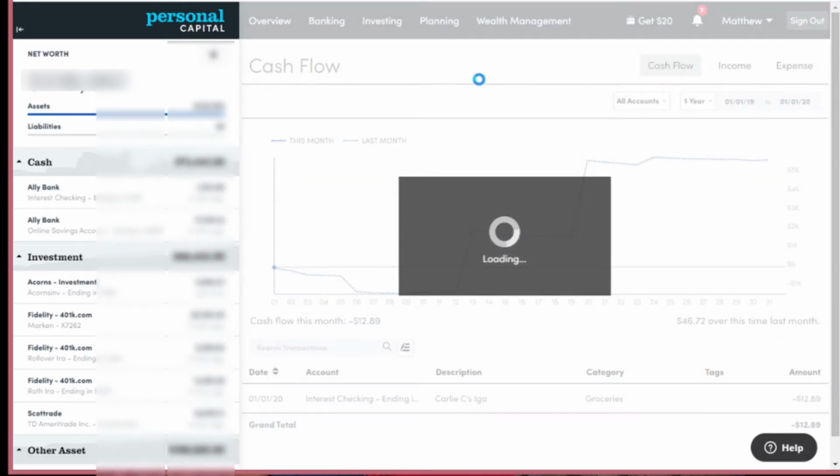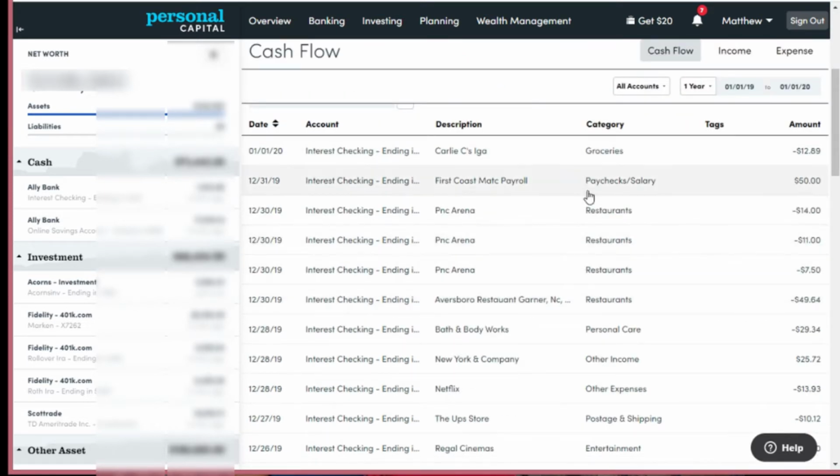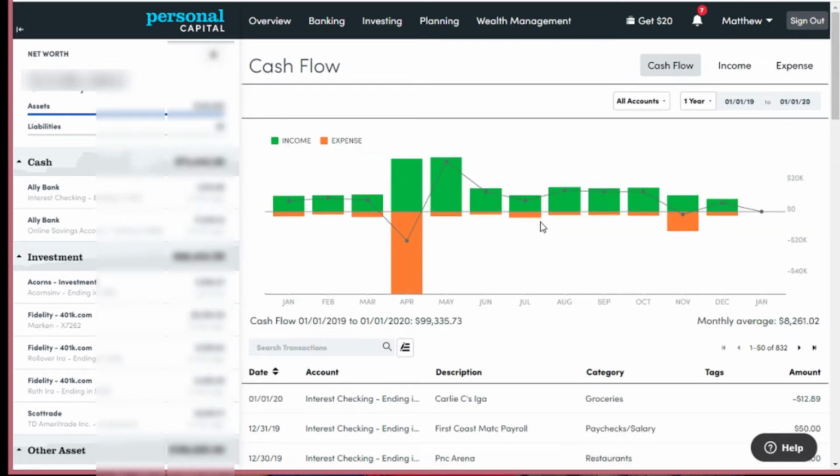It takes a second to load, but this is essentially where I feel like it beats out Mint. It doesn't go into quite as many details, but it does exactly what I need it to do. I can still budget, I can see where I've spent things, and it's just much cleaner. It's much easier to allot certain charges into different buckets.